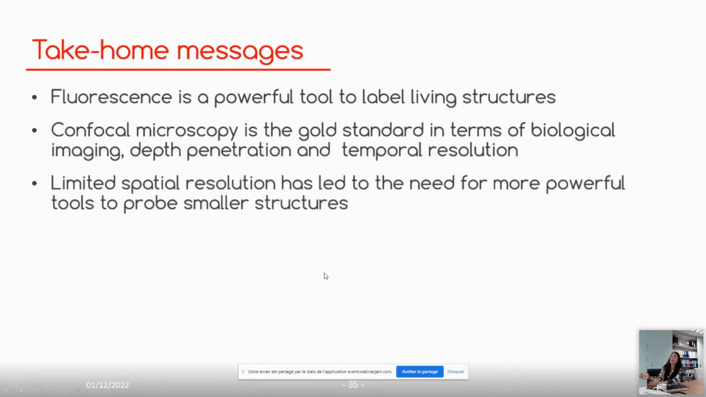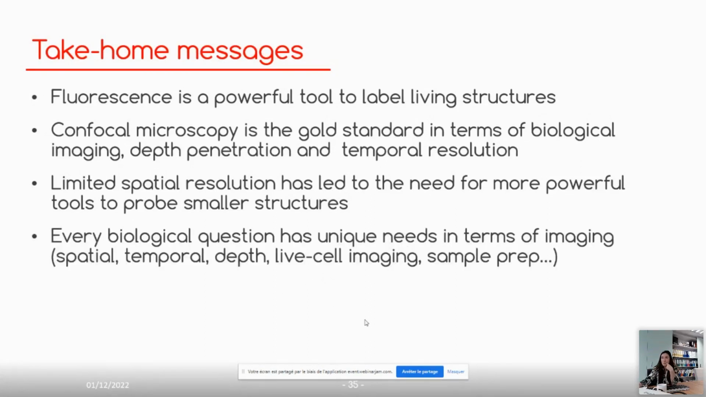However, there's a whole world of questions and more questions that continue to be opened up through the doors of super resolution microscopy, because the limit of spatial resolution led to this need to develop powerful tools to allow us to see these smaller sub-diffraction structures.